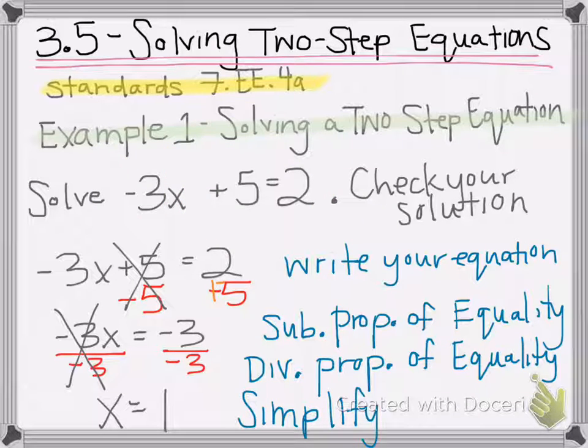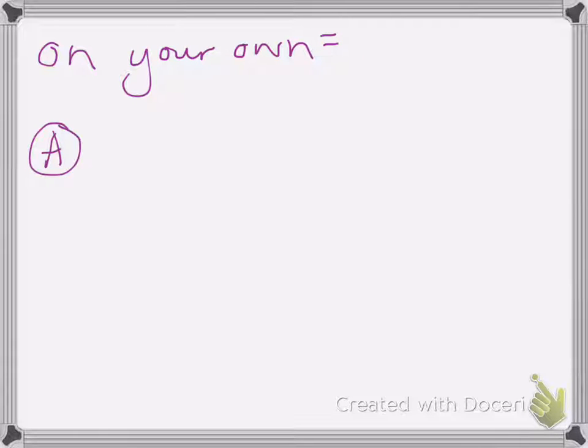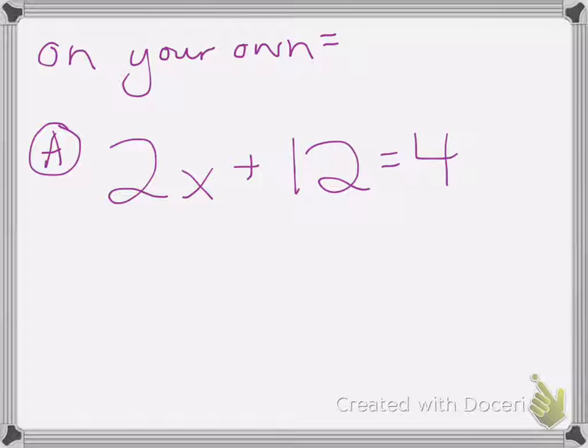Okay, go ahead and get ready for some on your owns. Alrighty, get out your whiteboards. On your own. Okay, A. We're only going to do A and B for this one. We have a 2x plus 12 equals 4. Remember, subtraction or addition first, and then you multiply or divide. Okay, go ahead, pause it, and then check back with me.